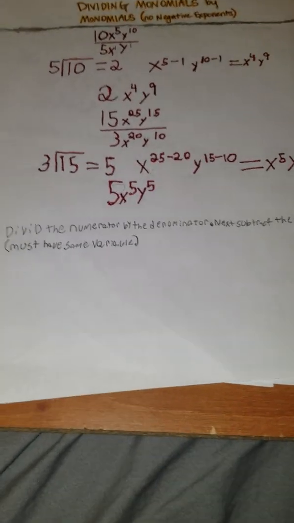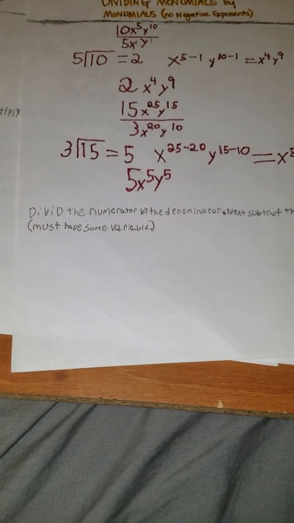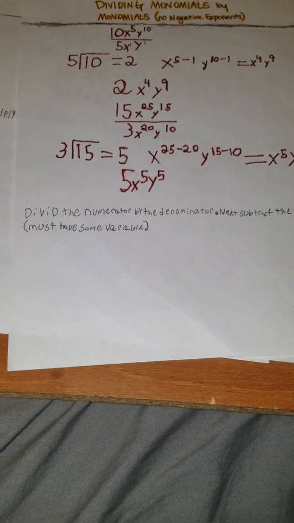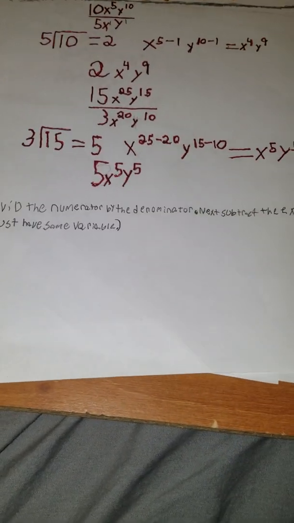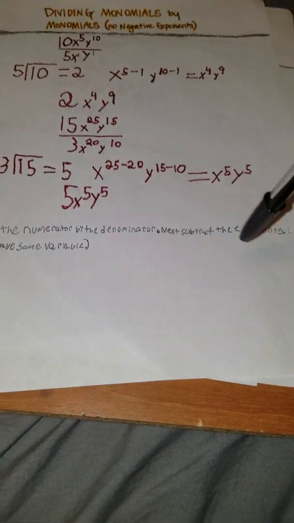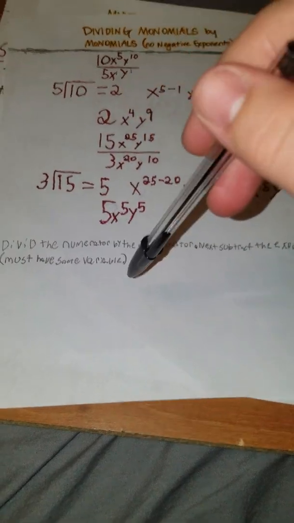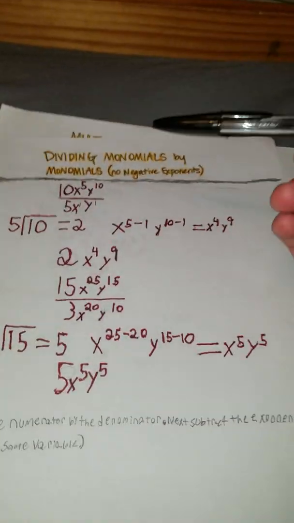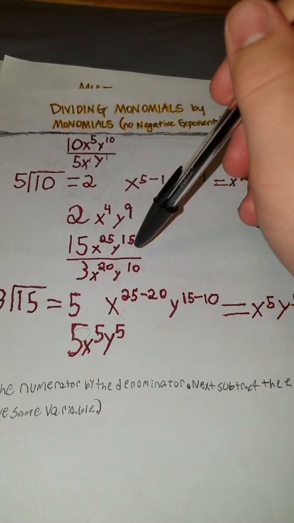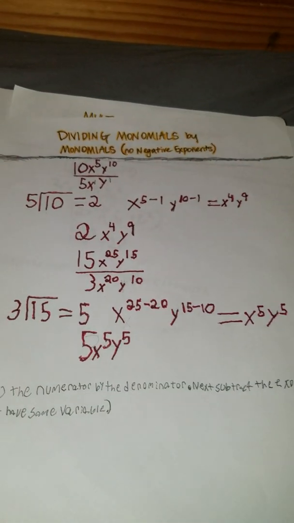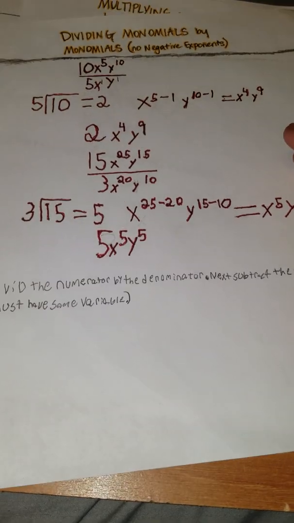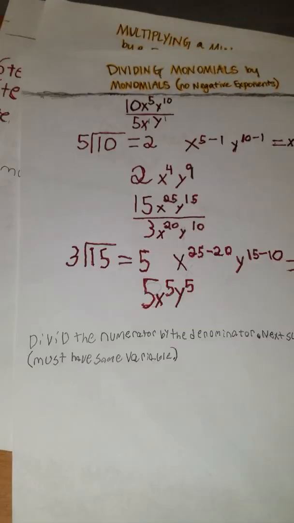So what you basically do is divide the numerator by the denominator, next subtract the exponents, and each exponent must have the same variable, or you can't subtract x from y. It doesn't work. You don't do that. It'll come out wrong.